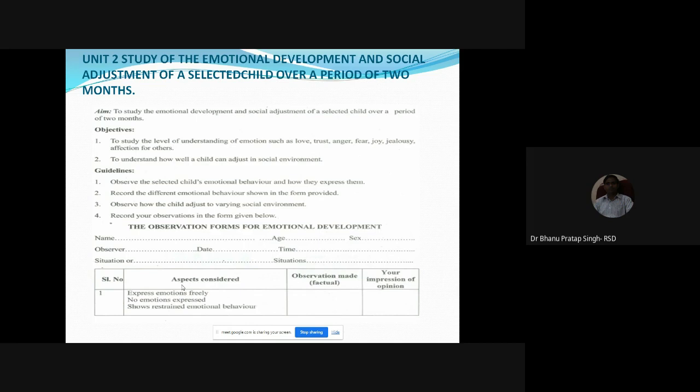Name of the child, age, gender, name of observer, date, time, situations. Means in which situation he or she has collected the data. You have to write the situations. That may be the learner is happy when you obtain the data, or the learner may be in a shadow stage, or he or she may have other impressions. So you have to write the situations also.